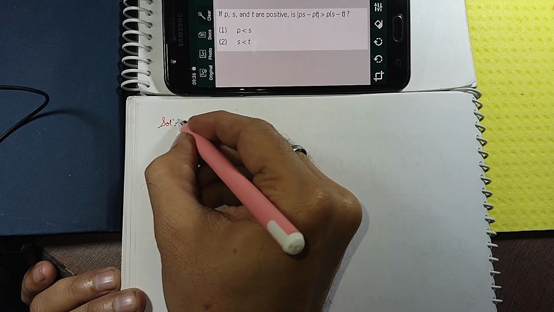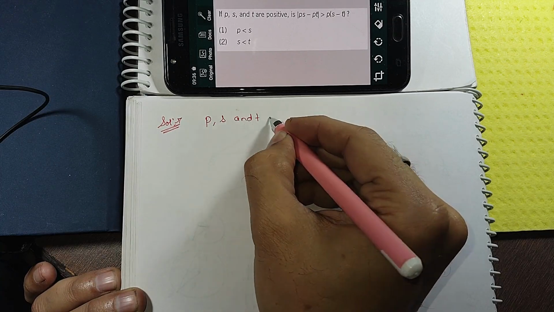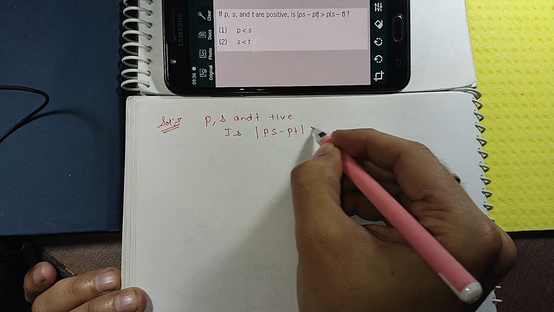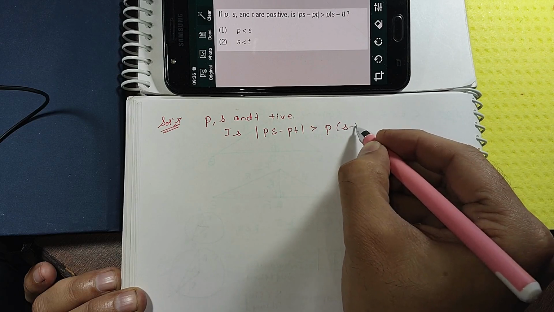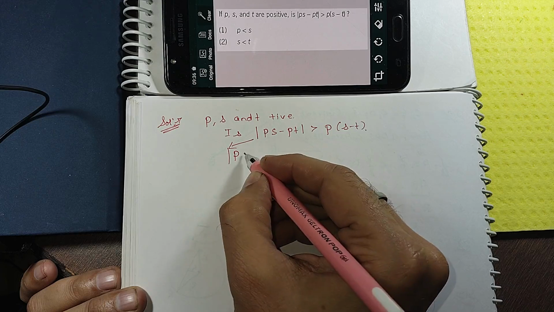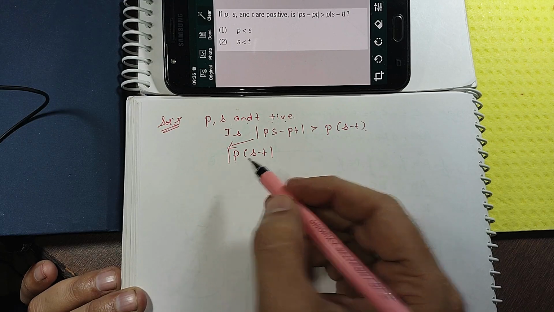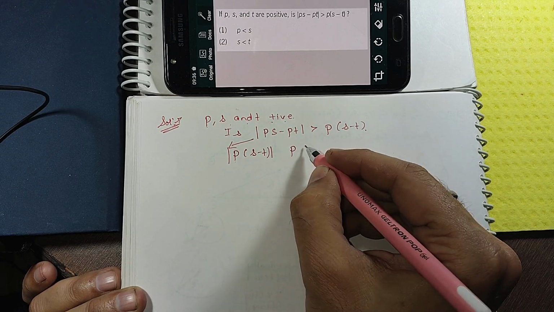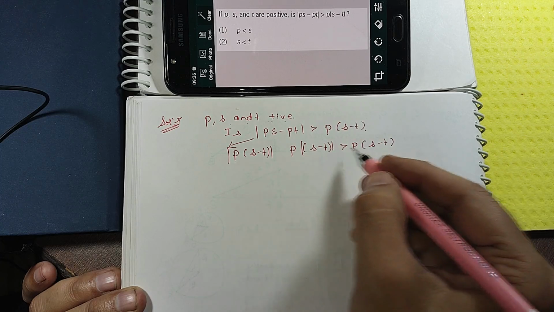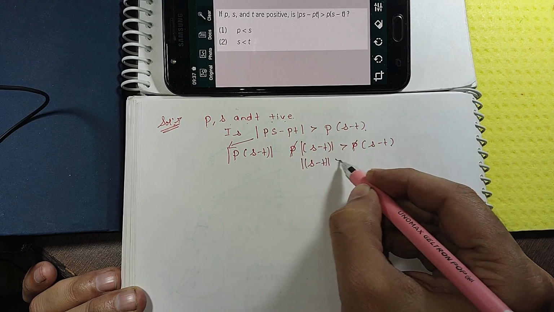If P, S and T are positive, so we have been given that P, S and T are positive. We need to find whether mod of PS minus PT is greater than P into S minus T. Now first we'll try to solve the left hand side. Taking P common, I will have P times mod of S minus T. Since P, S and T are positive, P can come outside. So this can be P into mod of S minus T is greater than P into S minus T. Since P is positive, it can be cancelled out. So basically we need to find whether mod of S minus T is greater than S minus T.